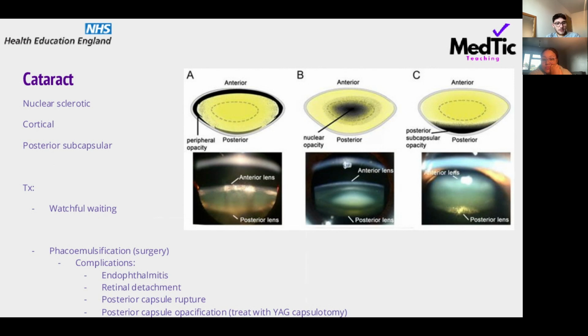Important to have a think about complications from surgery. So obviously endophthalmitis, you can get retinal detachments, and then posterior capsule rupture, so the back of the lens bag can rupture, and if you're trying to put an artificial lens in, it can disrupt where that would sit. And then posterior capsular opacification: the lens sits in a bag, which they call a capsule, and the back of that can opacify, so you need further laser treatment to treat that.